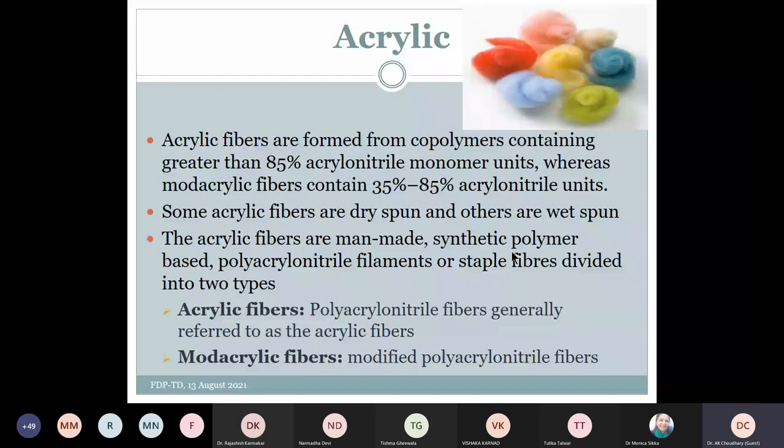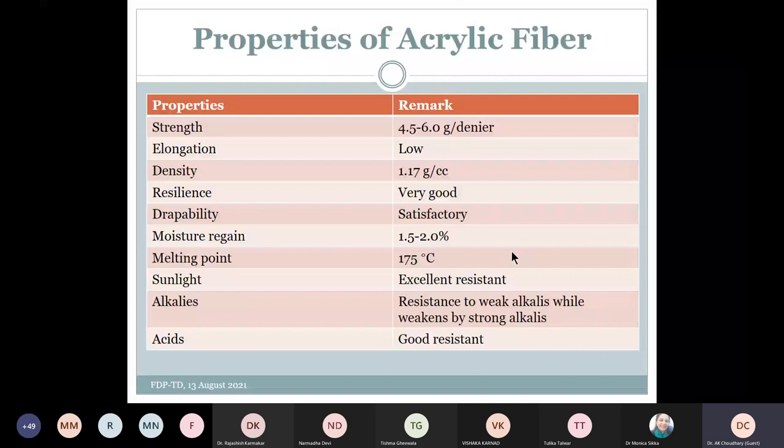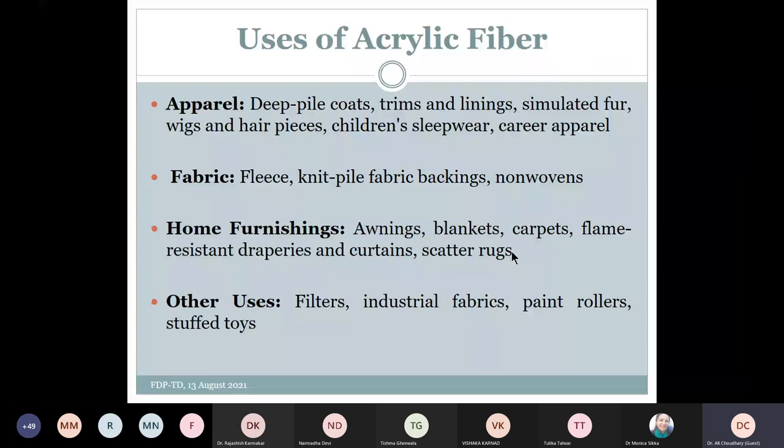Again, the moisture regain is slightly better than polyester and nylon. Nylon has almost zero, and polyester has 0.4%, but in the case of acrylic the regain is 1.5 to 2%. The melting point is this, and resistance toward alkalis and acids is better than natural fibers. Uses of acrylic fibers: apparel, deep pile coats, trims and linings, simulated fur, wigs and hairpieces, children's sleepwear, career apparel, fabric for the police profession, knit pile fabric, backings and bandages. Also home furnishing and home textiles.